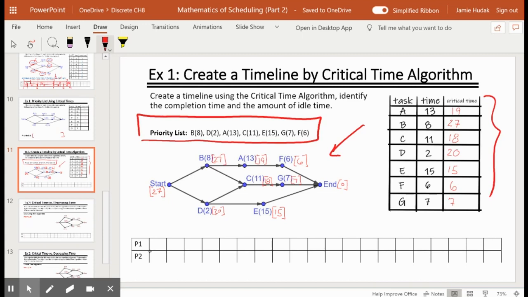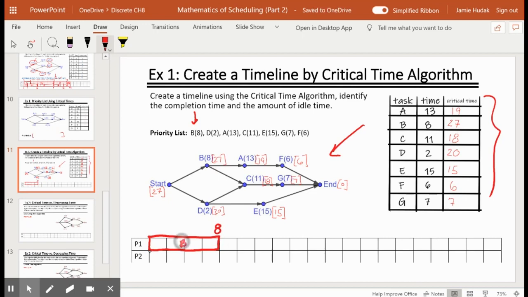So based on my priority list, the first task I want to schedule is B. B is 8 units of time. I'm using these boxes to count as 2 each. So it's 2, 4, 6, 8.